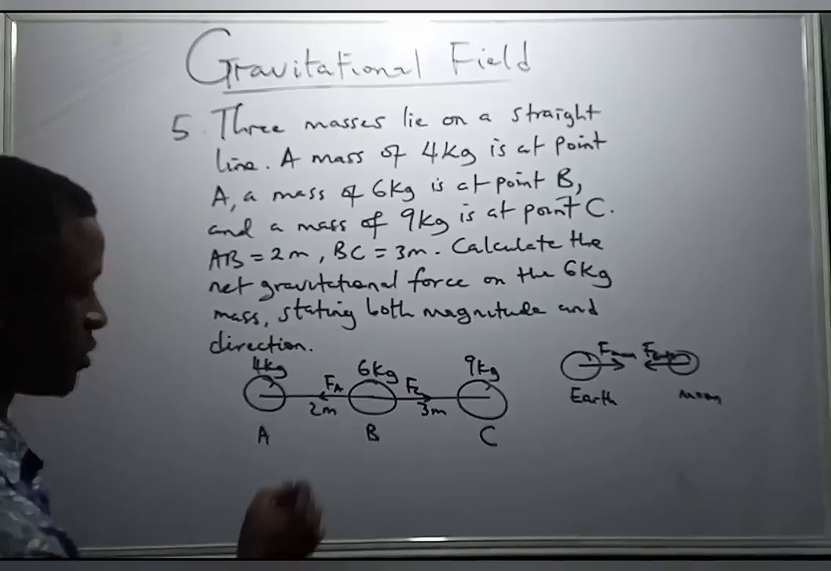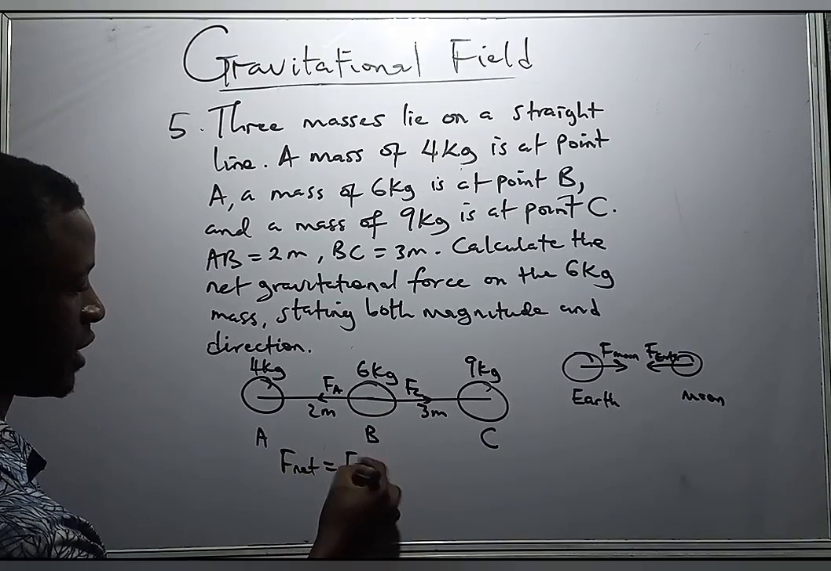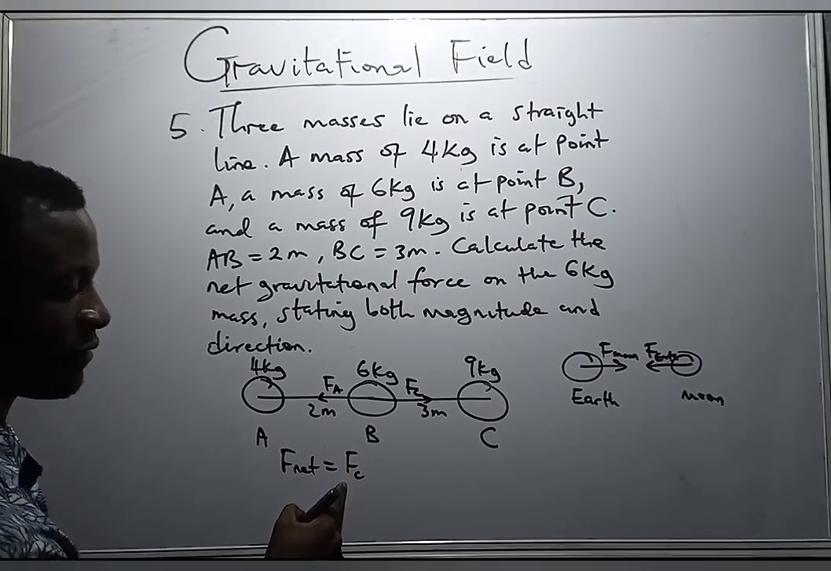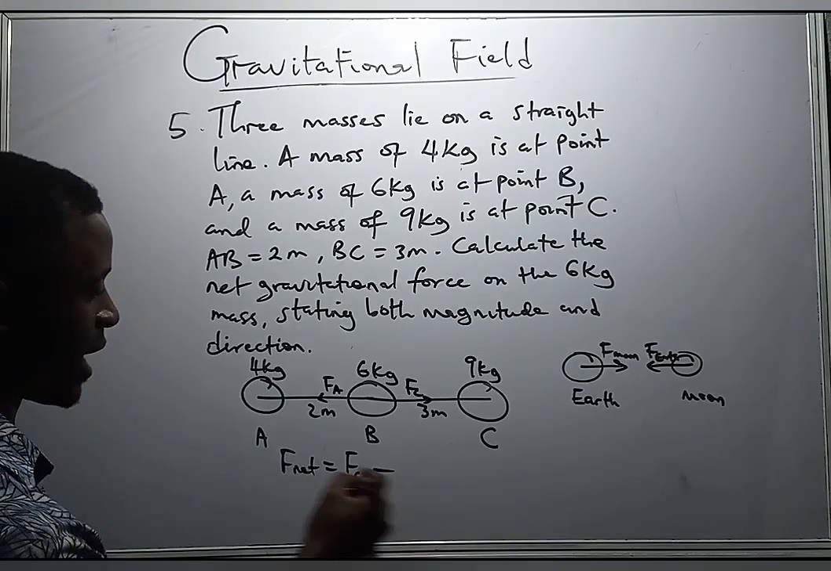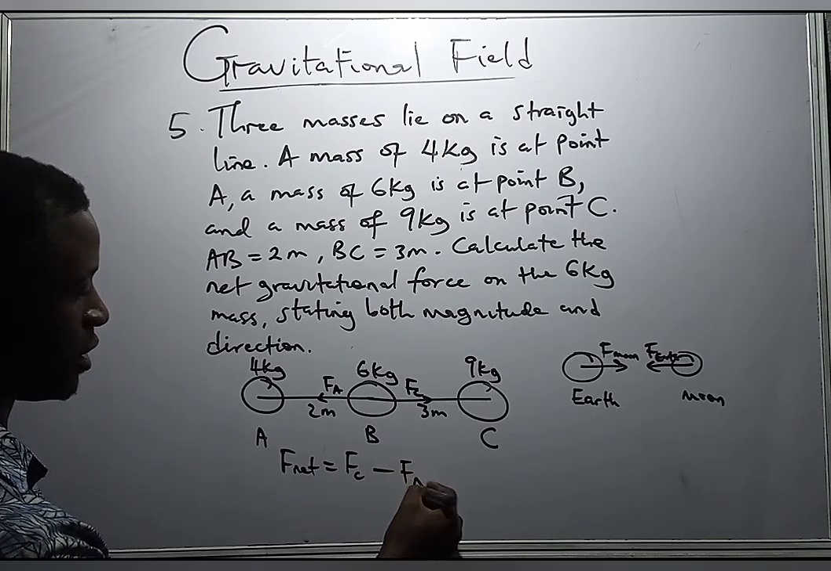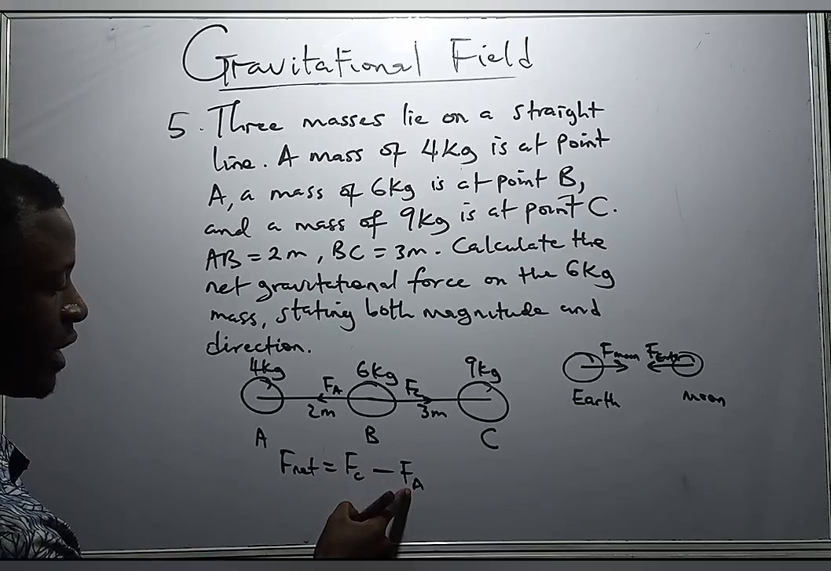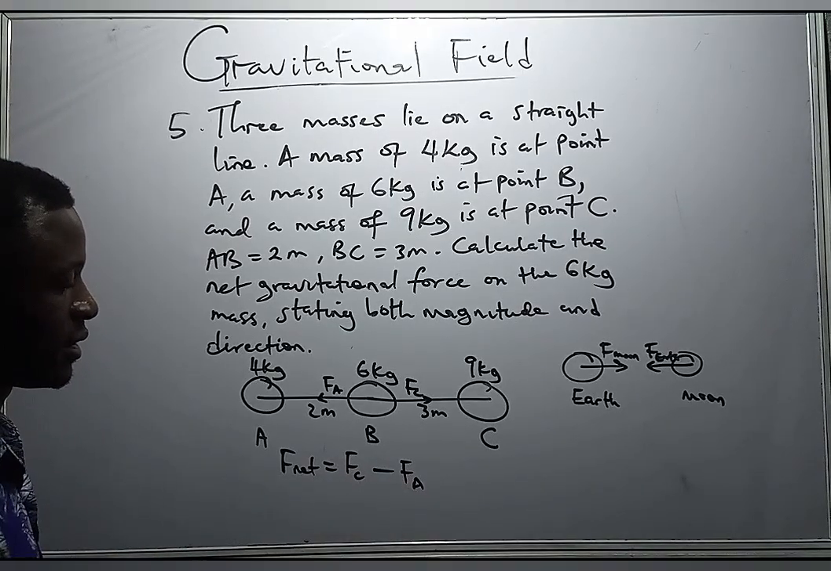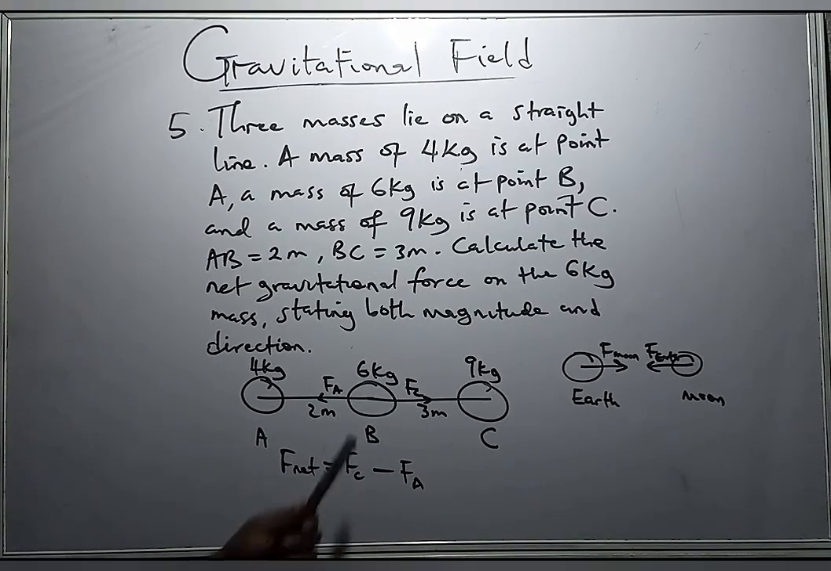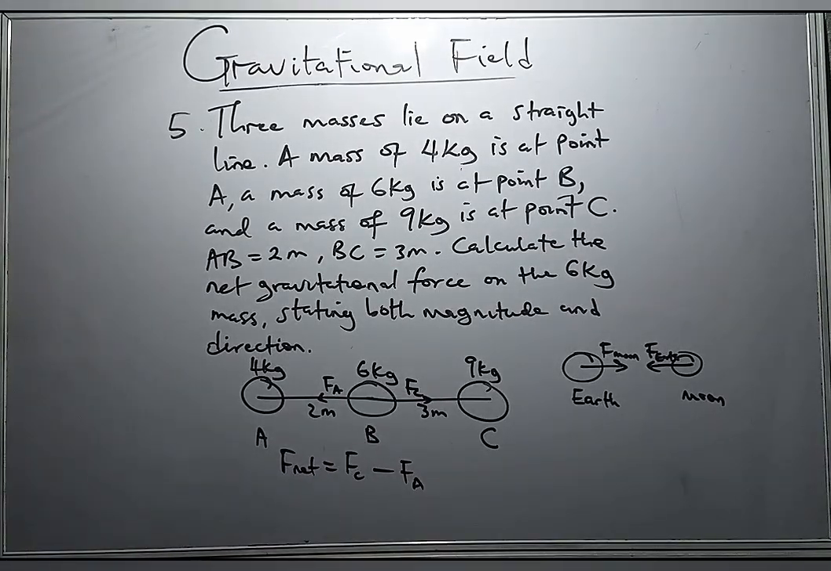So now F net is supposed to be equal to, because this is going in the positive x direction, we'll write FC first, then minus, this is going in the negative x direction, minus FA. So if I can calculate FC and FA, then I can subtract and get my net gravitational force on this mass. So let us do that and see what it gives us.